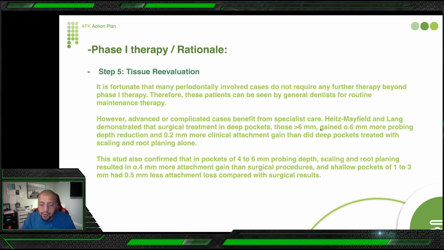So 6 and up, we should use surgery. This study also confirmed that in pockets of 4 to 6 mm probing depths, scaling and root planing resulted in 0.4 mm more attachment gain than surgical procedure, and shallow pockets of 1 to 3 mm had 0.5 less attachment compared with surgical results. So, surgical intervention for these numbers leads to more gain. Surgical intervention for this number leads to the same or maybe less.